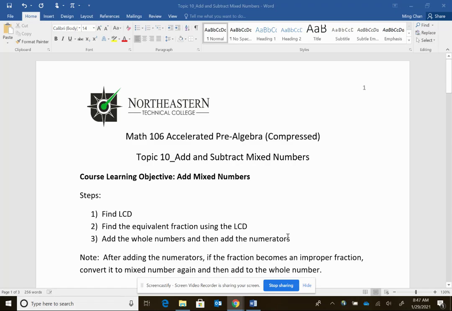Hi everyone. In this topic, let's talk about add and subtract mixed numbers. So let's do adding first. Add and subtract mixed numbers. There's a couple places that will be different.